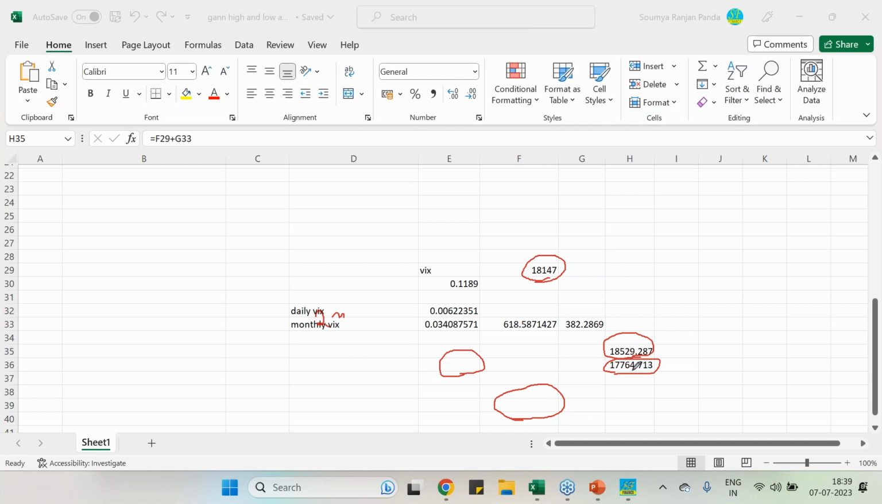At that time we have to take a credit calendar and a debit calendar and maintain the spread at 65. This is what we have to do. If we do this, money will be made every month. Till we have not achieved that, we will not do it. Either it should come to 18,530 or 17,764.